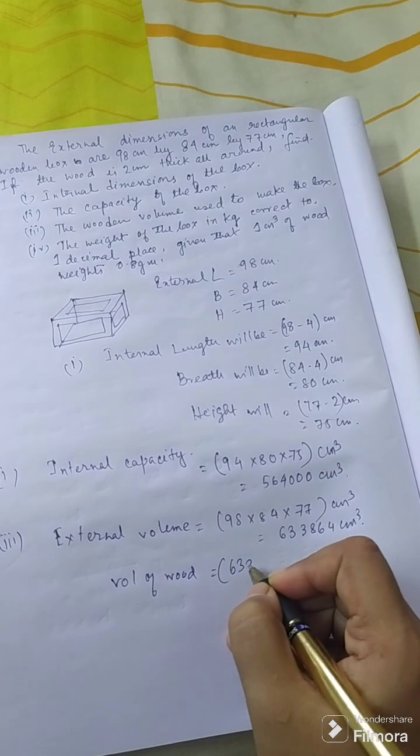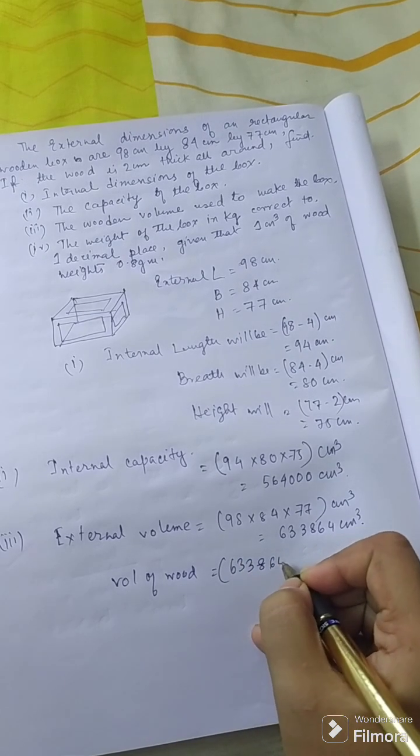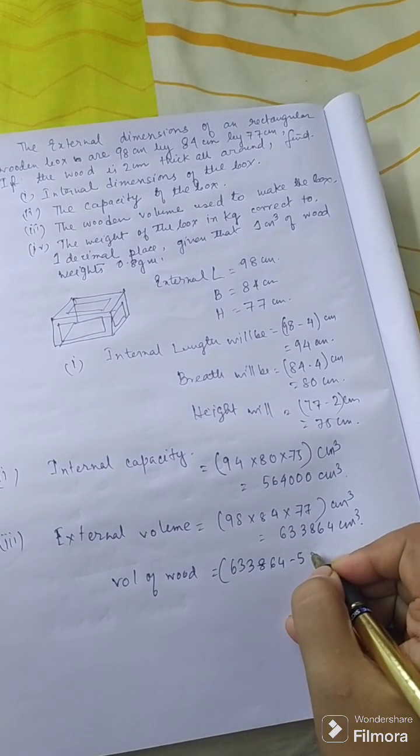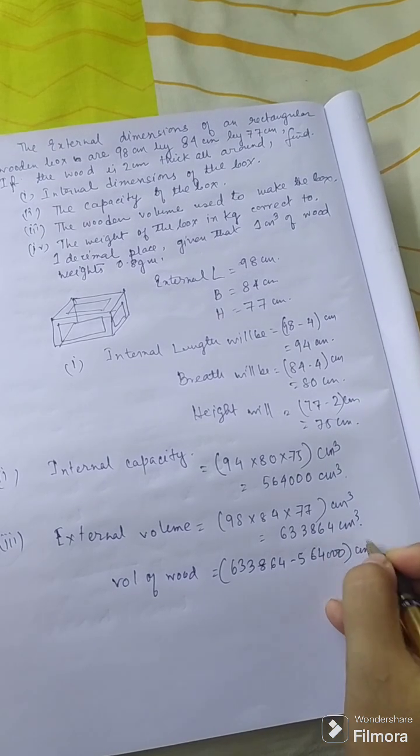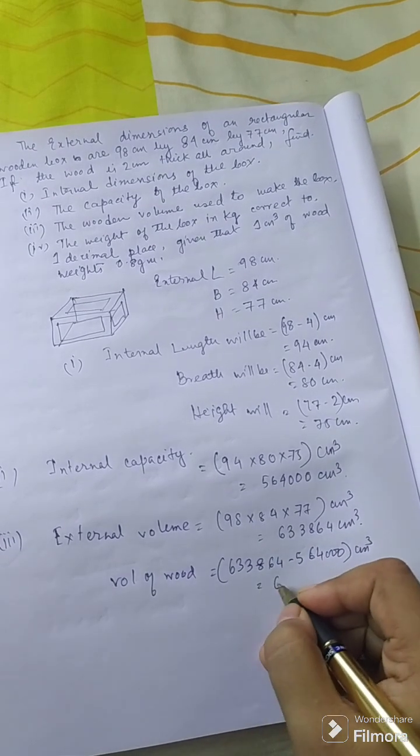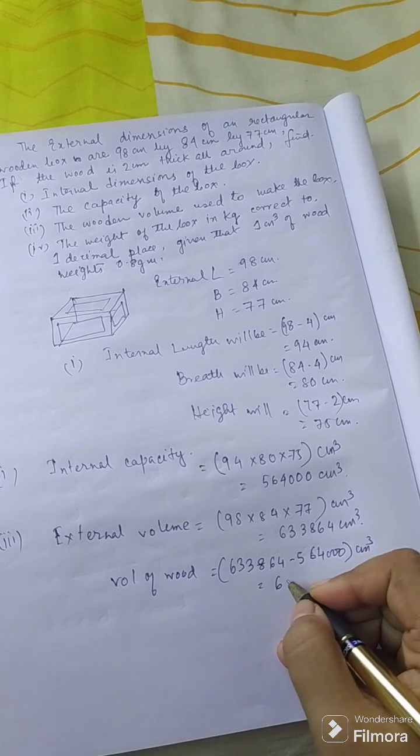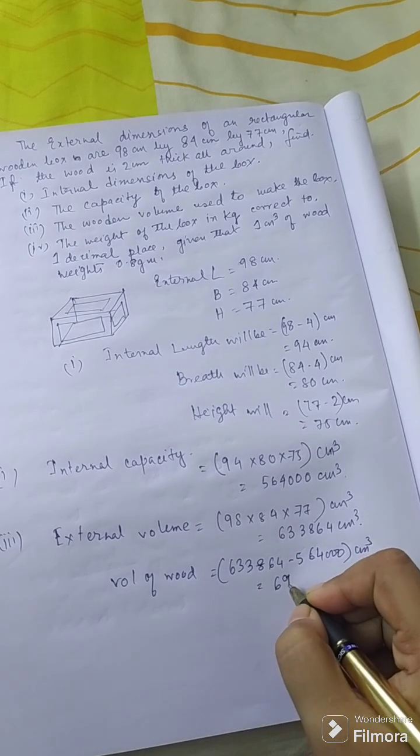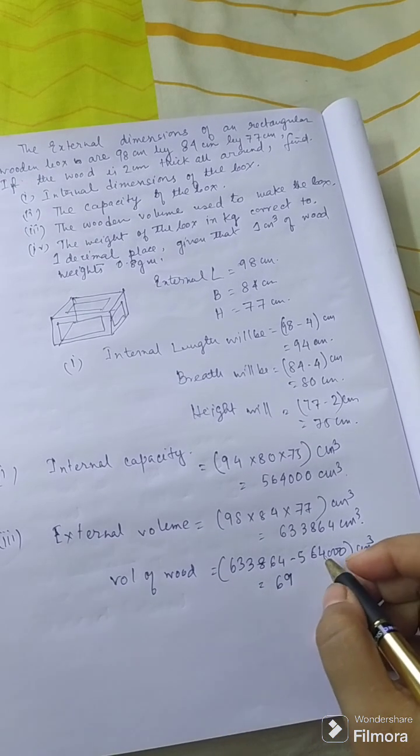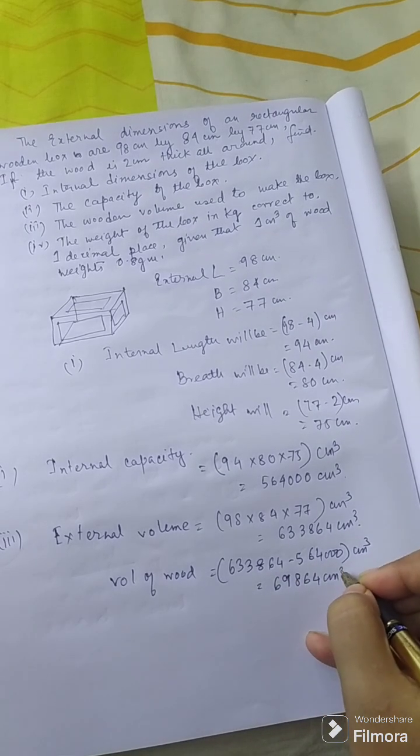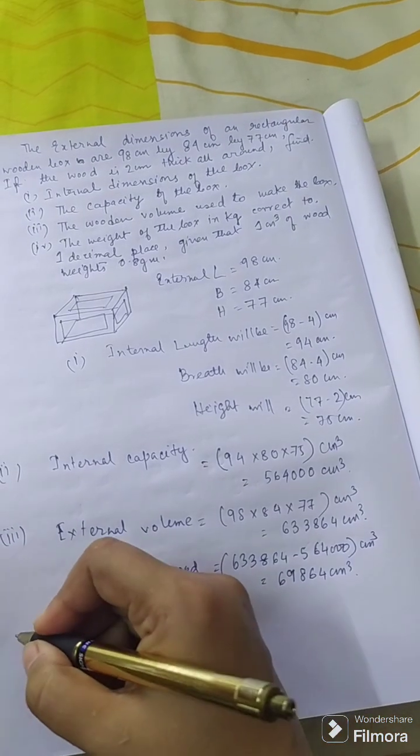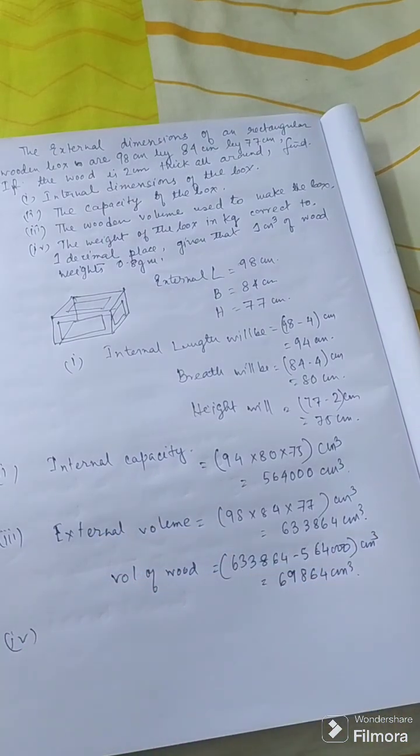So obviously the volume of the wood that is used is 633,864 minus 564,000 centimeter cube, that is 69,864 centimeter cube.